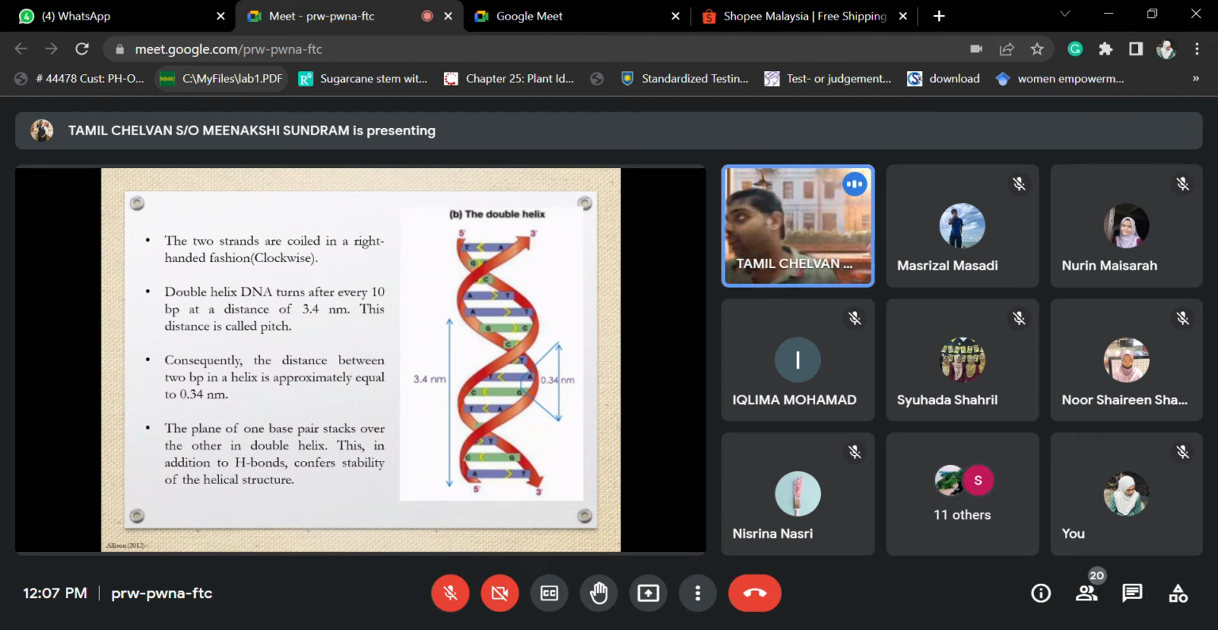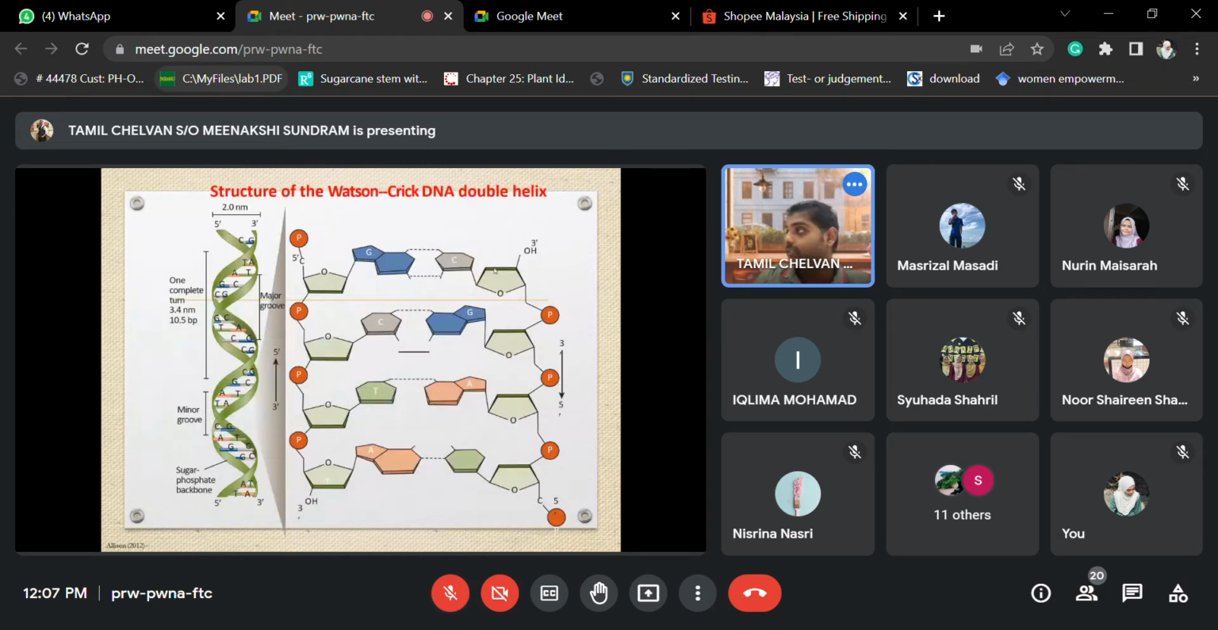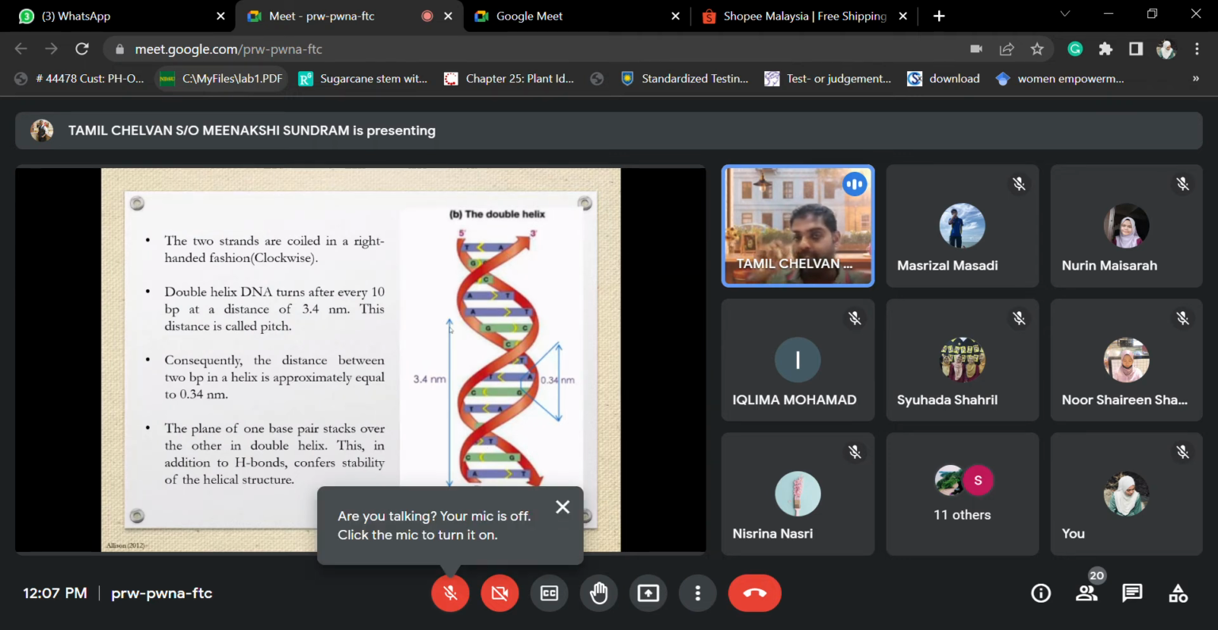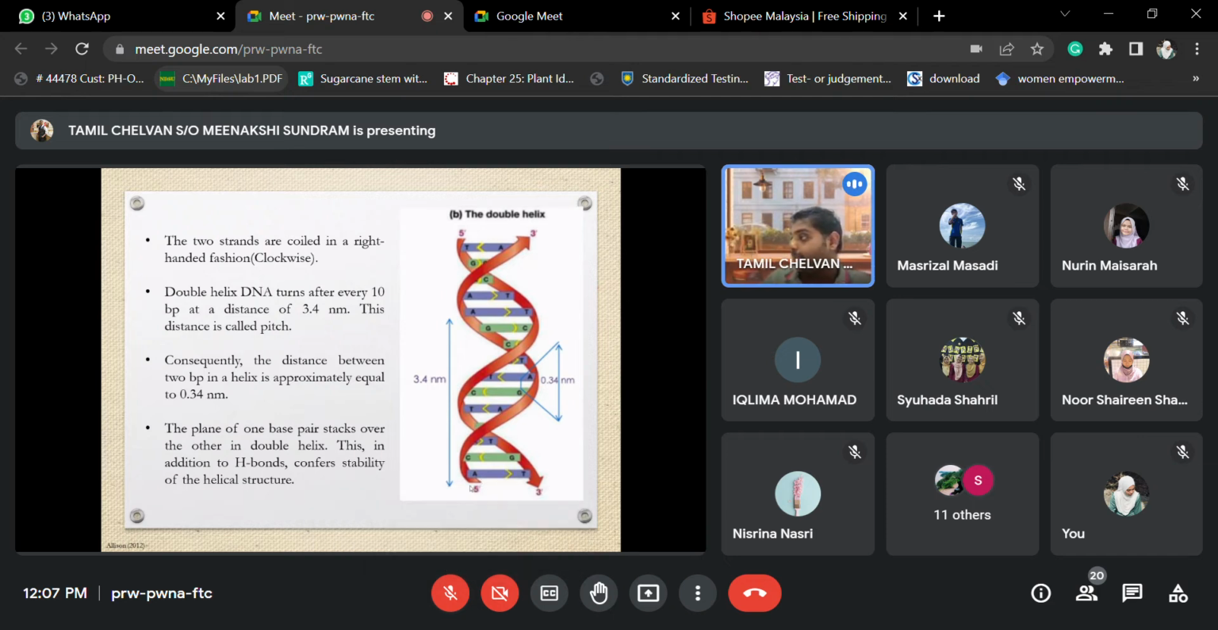The two strands are coiled in a right-handed fashion. Okay, right-handed. Right-handed fashion. Clockwise, like it moves clockwise. Okay, double helix DNA turns after every 10 base pairs at the distance of 3.4 nanometers. So, from here, it turns back at the same position. Lepas setiap 3.4 nanometer, dia akan pusing direction yang sama. Okay, macam twister you lah kan. At one point, dari tempat yang sama, dia mula nampak dalam 3.4 nanometer.